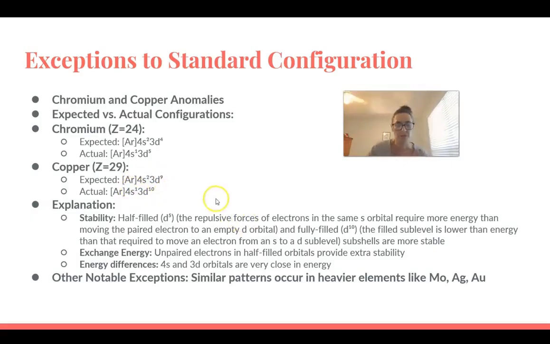Because the filled sublevel, that 3d10, so if all 10 electrons are in that 3d sublevel, it's actually lower in energy than the energy required to move that electron from the 4s to the 3d. So if your resulting configuration is going to be more stable and lower in energy, an atom is going to want to do it and the electron will move. And there's also other notable exceptions to this, including heavier elements like molybdenum, silver, and gold.